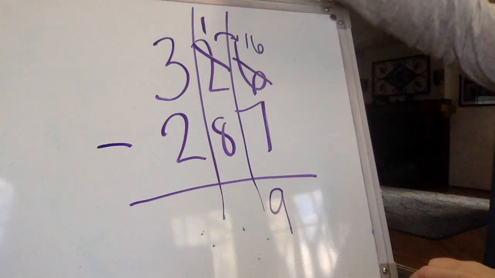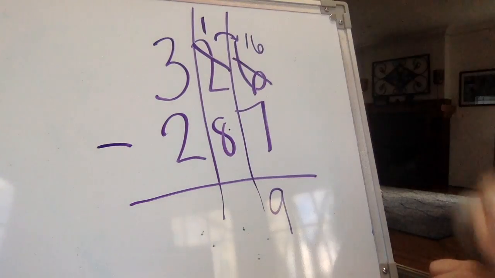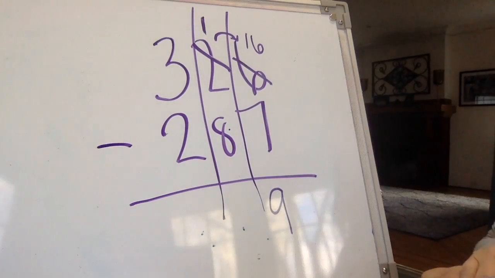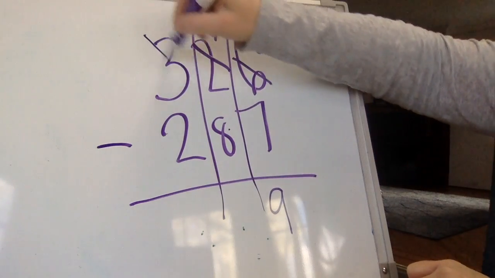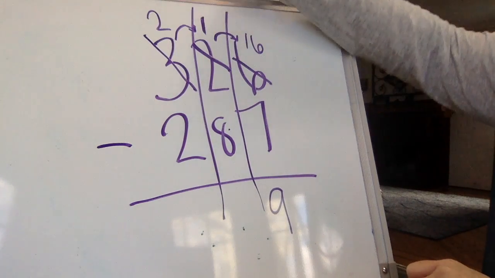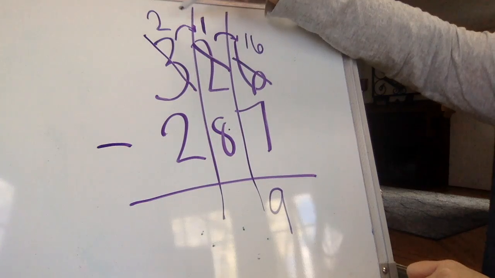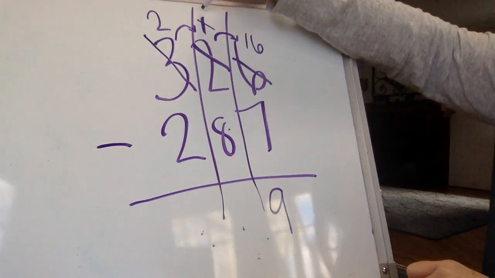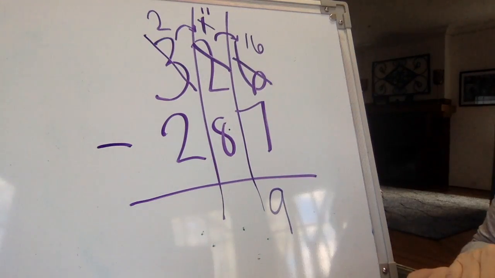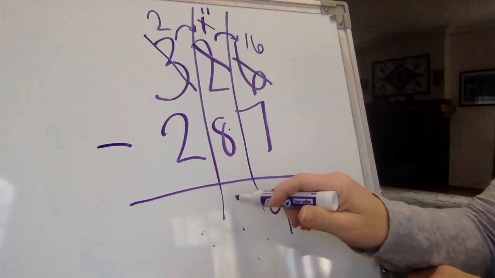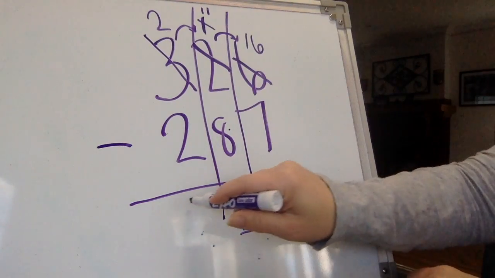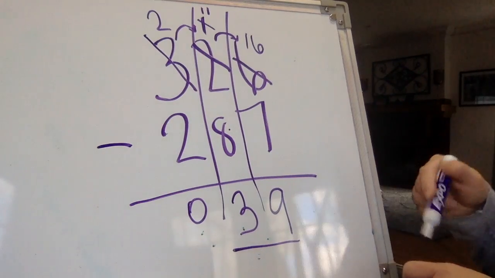And now I can come to my tens. I have 1 minus 8. If I have 1, I don't know how to take 8 away from that. So I'm going to have to go to my hundreds now. I'm going to cross off that 300, make it a 200. I'm going to bring 100 over. So 10 tens. So 10 plus 1 equals 11 tens. So now I have 11 minus 8 equals 3. And I have 2 minus 2 equals 0. So the answer is 39.